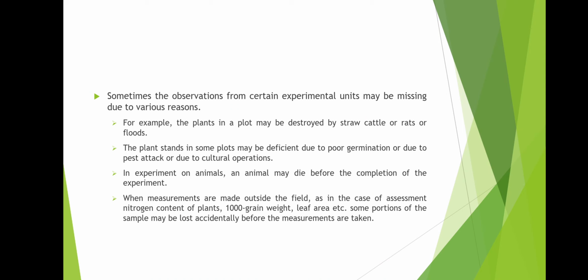When measurements are made outside the field, as in case of assessment of nitrogen content of plants, 1000 grain weights, leaf area, etc., some portion of the sample may be lost accidentally before the measurements are taken. So these are some of the reasons for which we can have some of the observations missing in the experimental units.